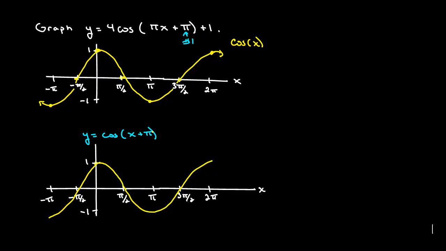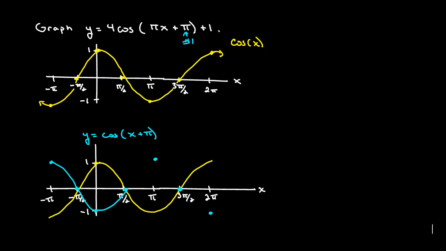Now this pi, since it's on the inside and it's addition and subtraction, we're going to move left or right, and the opposite of what we'd think, so we're going to move to the left by pi. So every point is going to move to the left pi units. So this guy moves over here, this guy over to here, this guy to here, this guy to here, this guy to here, and of course it would continue like this.